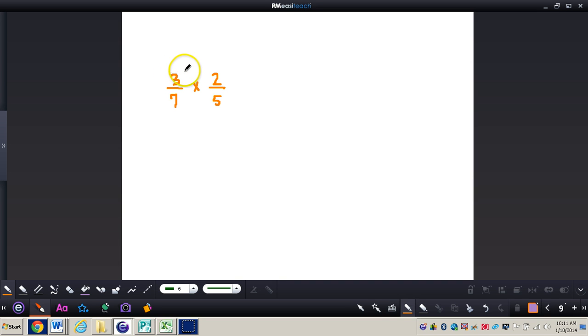Okay, now that you've completed this problem, let me go over it with you. We have our numerators we're going to multiply. 3 times 2 is going to give us 6. Then we're going to multiply our denominators by each other. 7 times 5 will give me 35 for a grand total of 6/35. So this is how you multiply fractions by fractions.